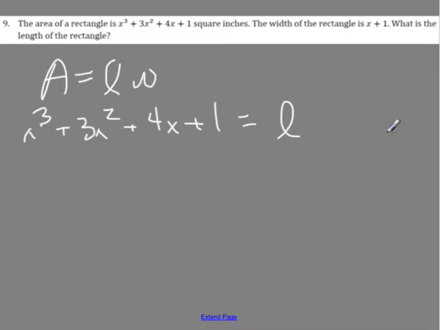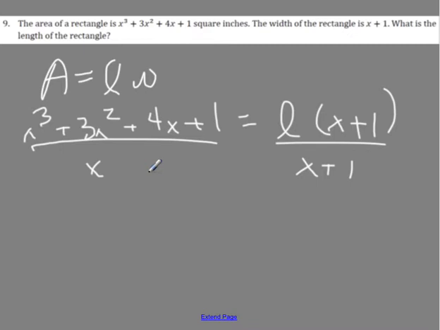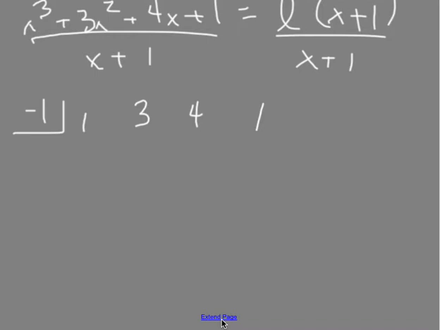Now, in order to solve for the length, what we need to do is divide both sides by x plus 1. So then, by simplifying that left side, we can get the width, or the length, sorry. So we're going to do that by synthetic division. So I have a negative 1 there, and then I have 1, 3, 4, and 1. So let's go ahead and do this.